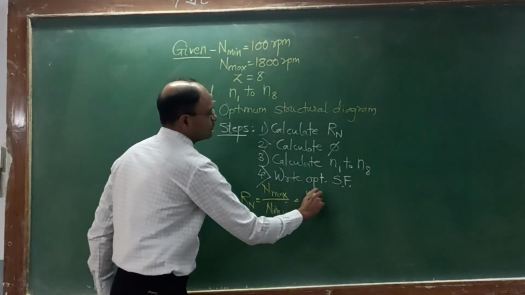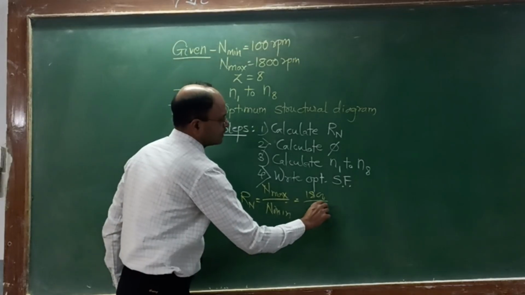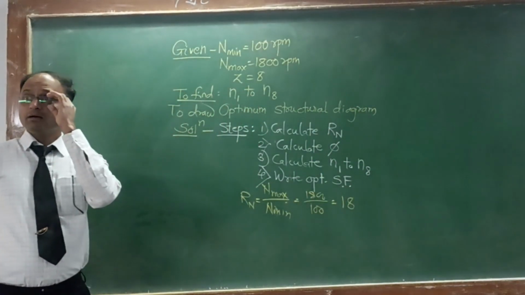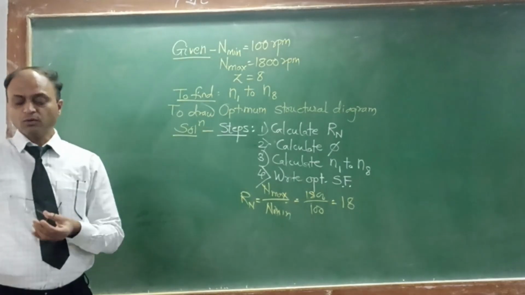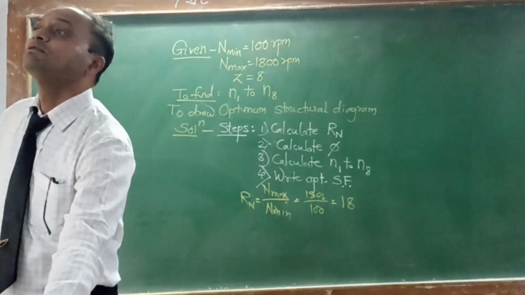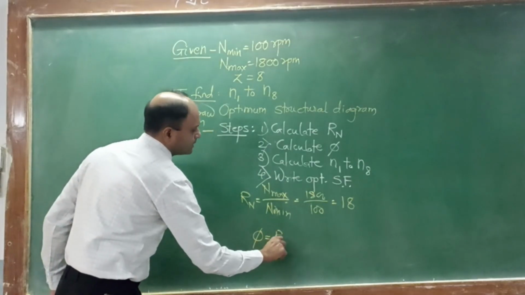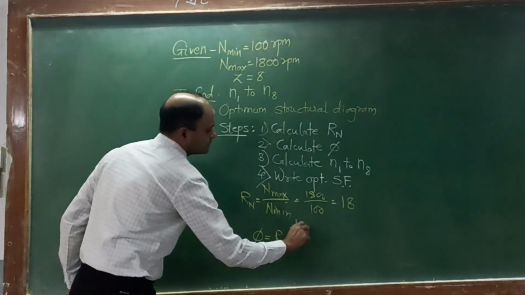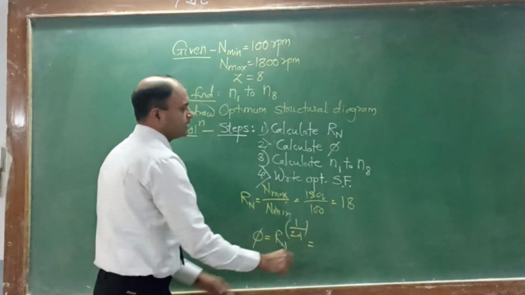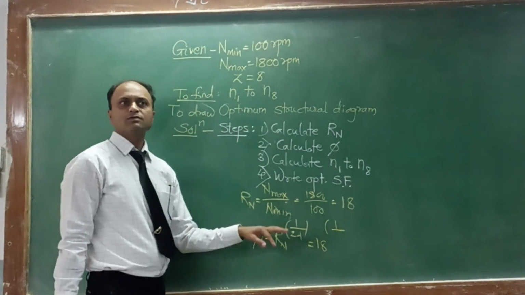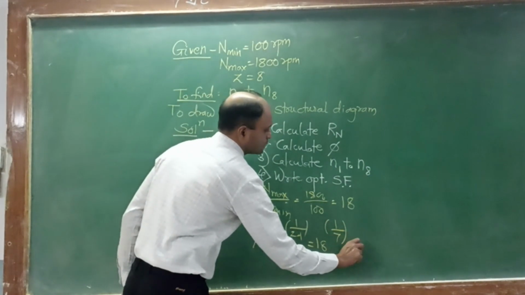Okay, that is very simple. 1800 divided by 100, that is equal to 18. Once range ratio is calculated, then we have to find phi. How to find phi? Formula for phi is Rn raised to 1 upon z minus 1. Rn is 18 raised to 1 upon 7, z minus 1 is 7. That is equal to 1.5112.